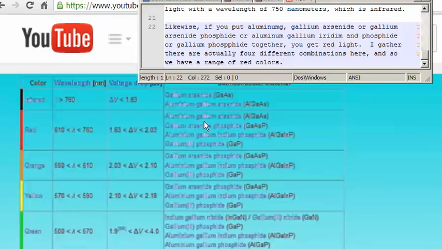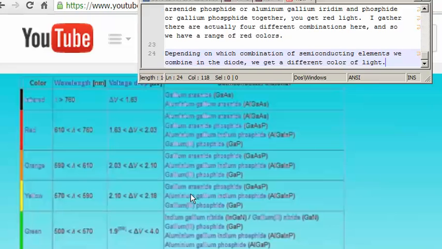Likewise, if you put gallium arsenide or gallium arsenide phosphide or aluminum gallium indium phosphide or gallium phosphide together, you get red light. I gather that there are actually 4 different combinations here, and so we have a range of red colors. Depending on which combination of semiconducting elements we combine together in a diode, we get a different color of light.